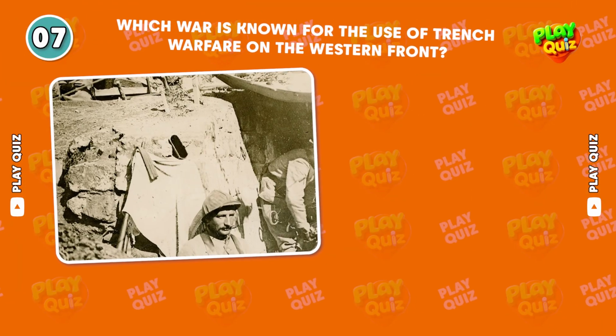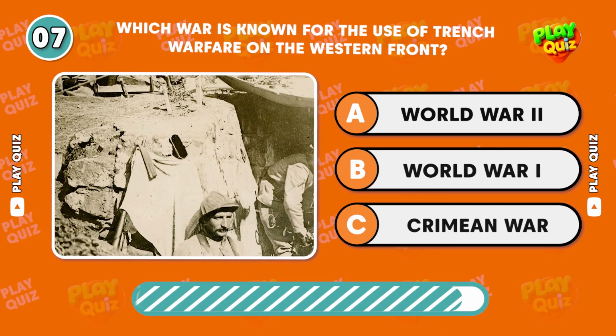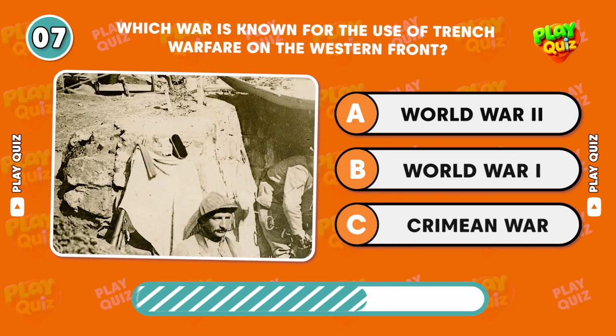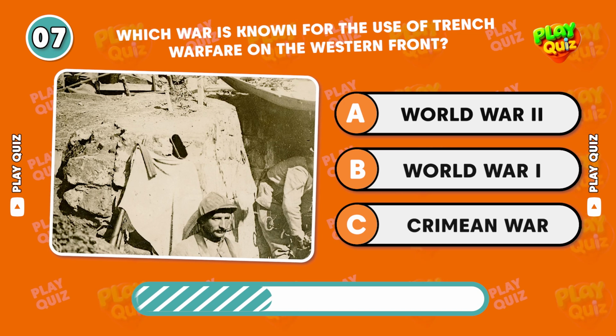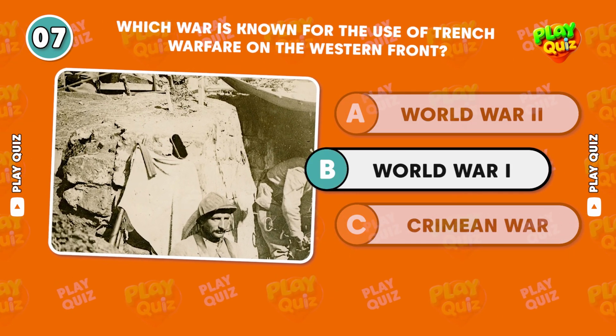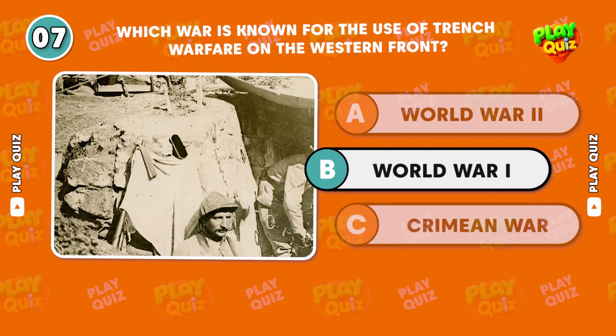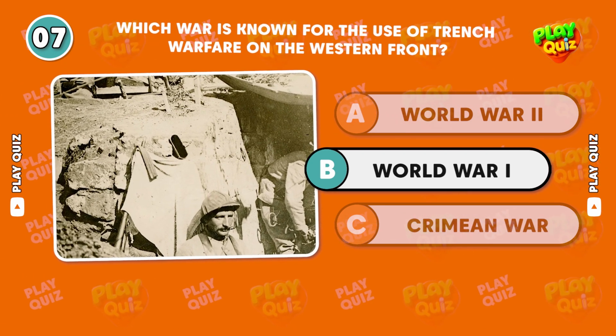7. Which war is known for the use of trench warfare on the Western Front? Correct answer, World War I. Trench warfare became infamous for its brutal conditions and high casualty rates.